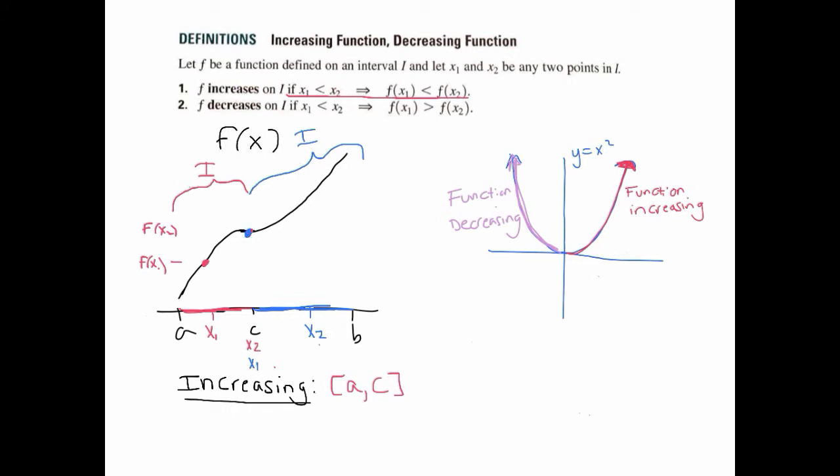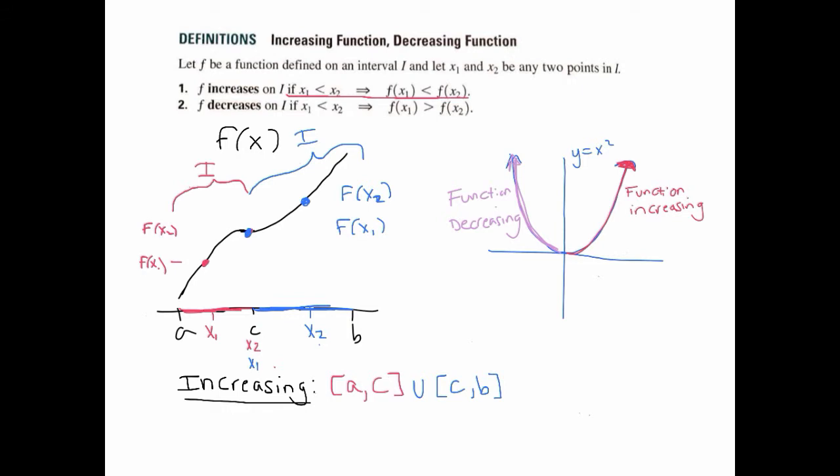Now f of x1 is here, and f of x2 is here, and we can see that x1 is less than x2, and that means that f of x2 is bigger than f of x1, so that means we need to include c on this interval as well. So I'm going to say also, on the interval c to b, this function is increasing. So c gets included in both regions only because it satisfies the definition of increasing on both of those intervals.